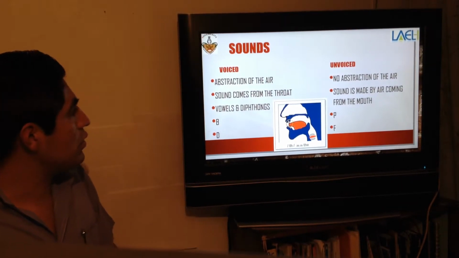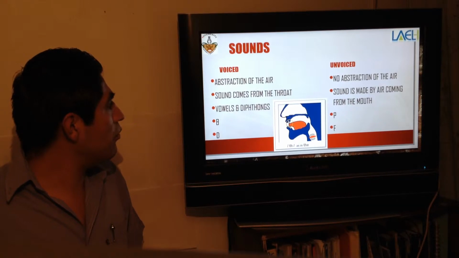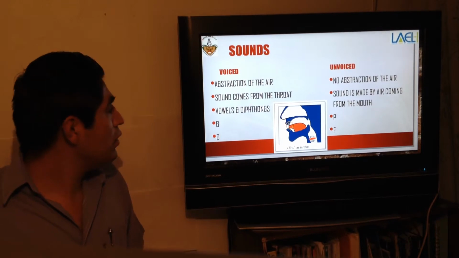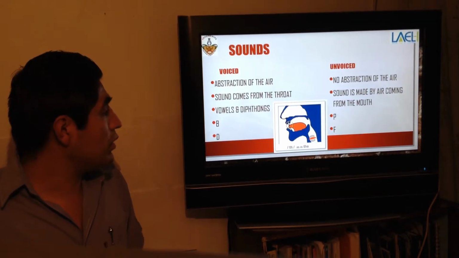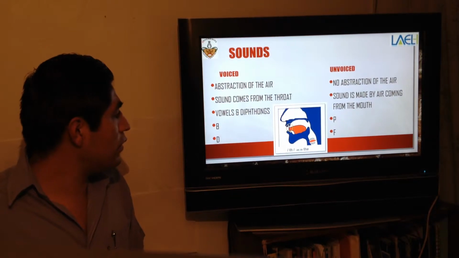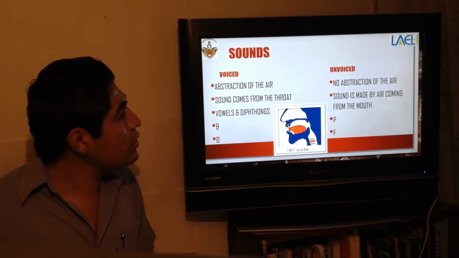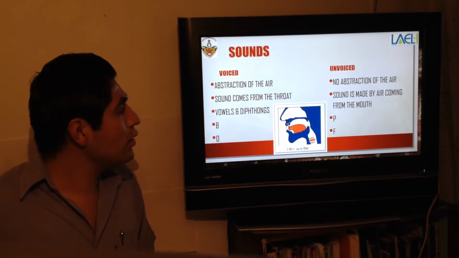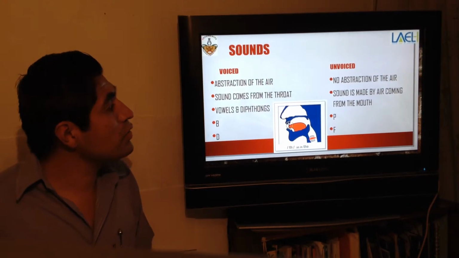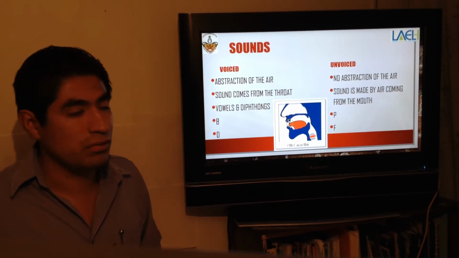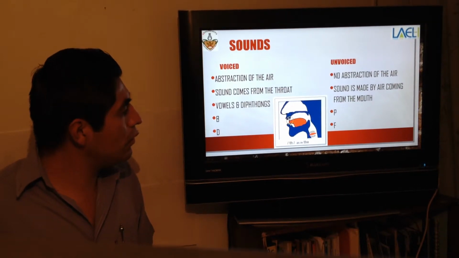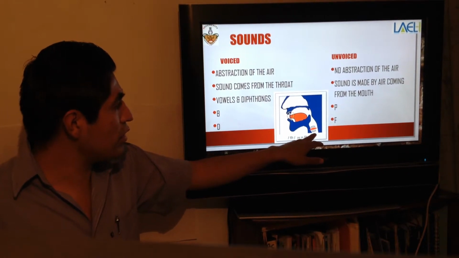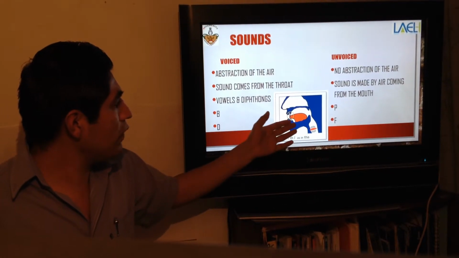What are the voiced sounds? Voiced sounds are made with obstruction of the air. They come from the throat. And they could be vowels and diphthongs. For example, v and th. And unvoiced. The unvoiced or voiceless are produced by no obstruction of the air. In other words, sounds are made by air coming just from the mouth. For example, p and b. In this presentation I have the vibration, the obstruction, and that is for voiced, and the no obstruction.